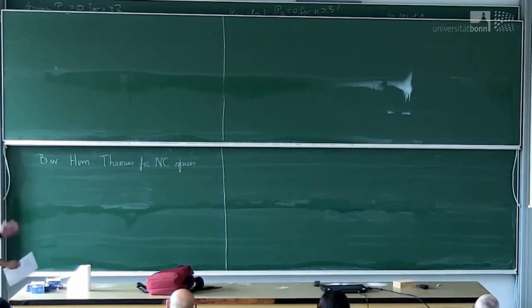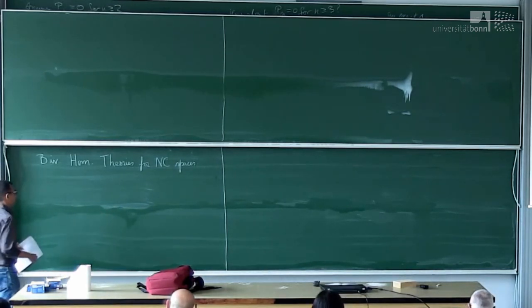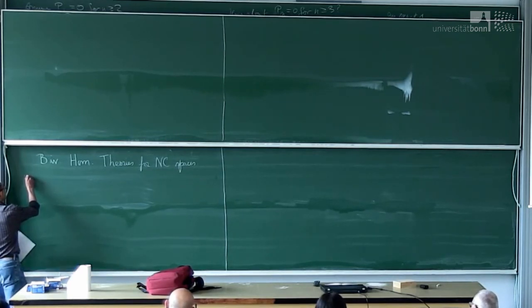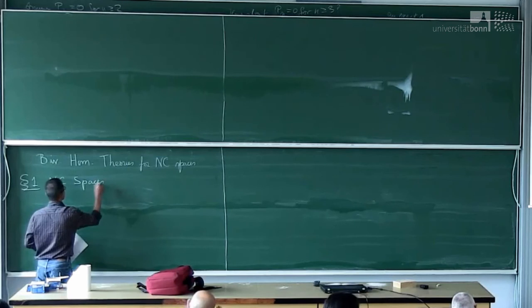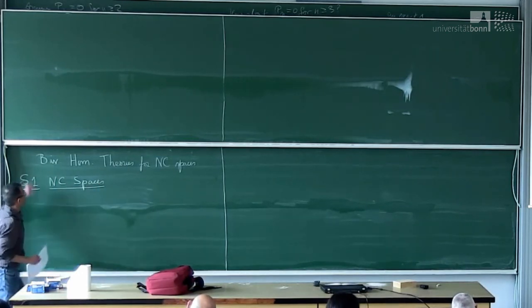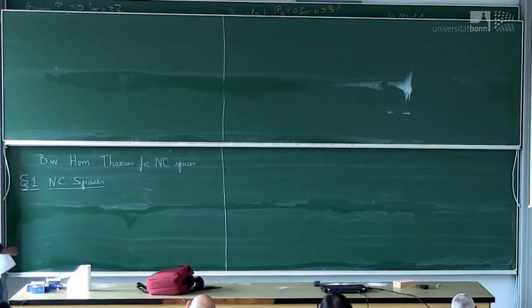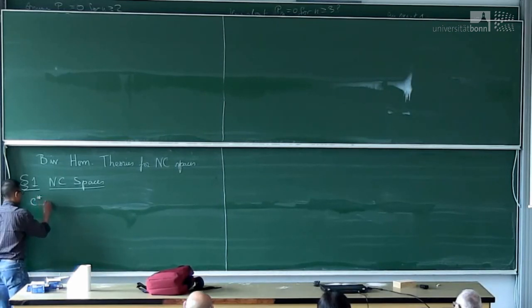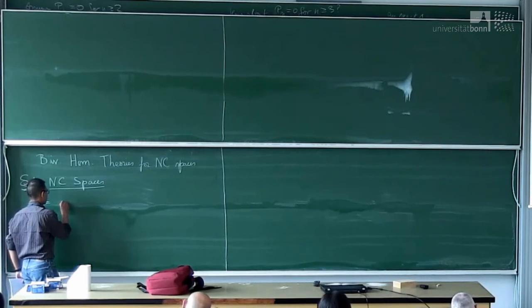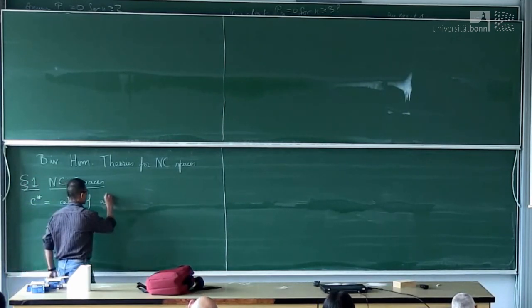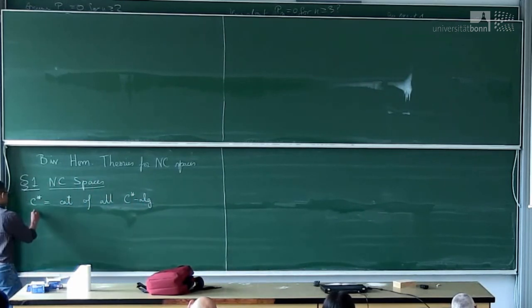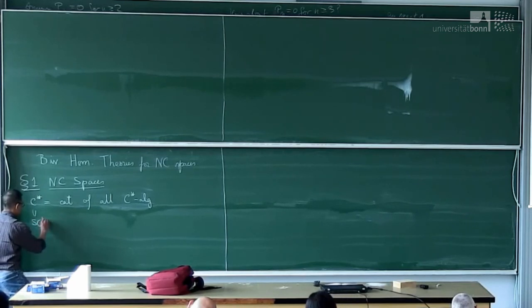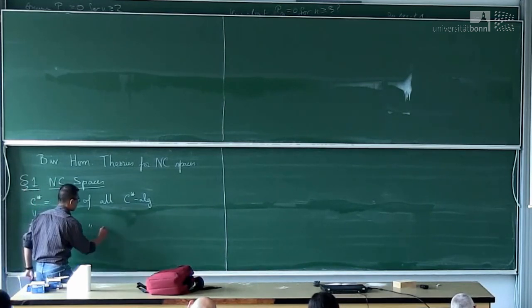So I'm going to talk about bivariant homology theories for non-commutative spaces, so it seems appropriate to begin by telling you what I have in mind when I say non-commutative spaces. To this end, let me first introduce some notation. This will just stand for the category of all C-star algebras. And it contains an interesting subcategory of all separable C-star algebras.